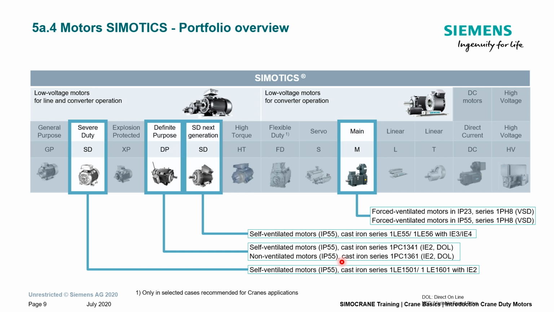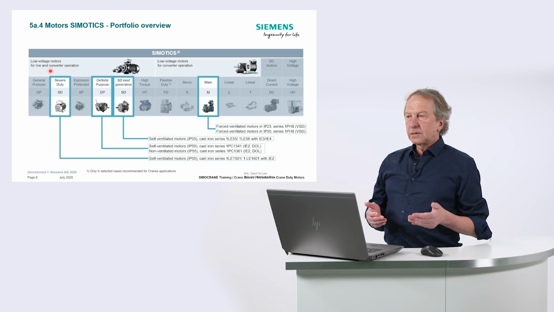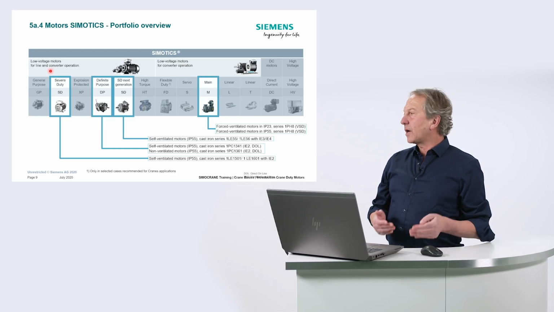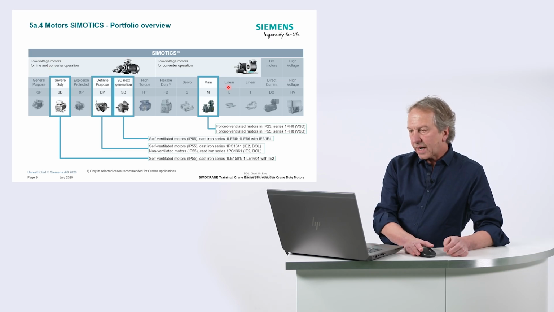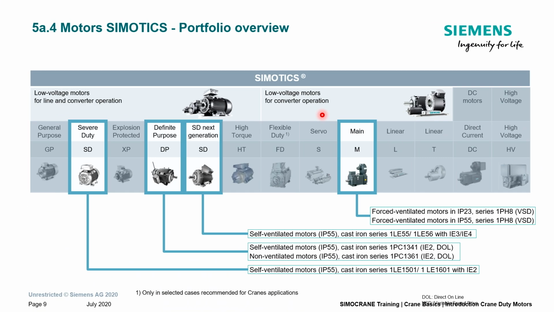Here we see, let's say, an overview of the different motor types. On the left side, we see motor types which are able to run directly on the grid and also on converter operation. This we call DOL, direct online, or VSD, variable speed drive. On the right side, we have a motor range which can run only with converter. We see later on the relevance, what it means. And here you see the highlighted motors are the most relevant for crane applications.